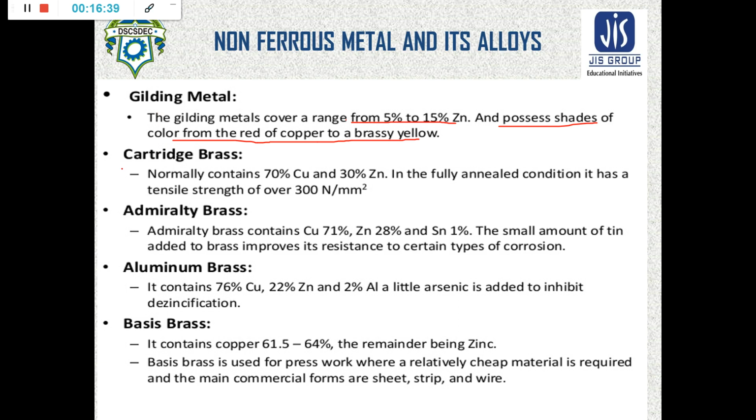Similarly, cartridge brass normally contains 70% copper and 30% zinc. It can be in fully annealed condition. In fully annealed condition, it has high tensile strength, which is over 300 newton per millimeter square. Now, admiralty brass contains 71% of copper and 28% of zinc and some amount of tin. This tin improves the resistance to certain types of corrosion.